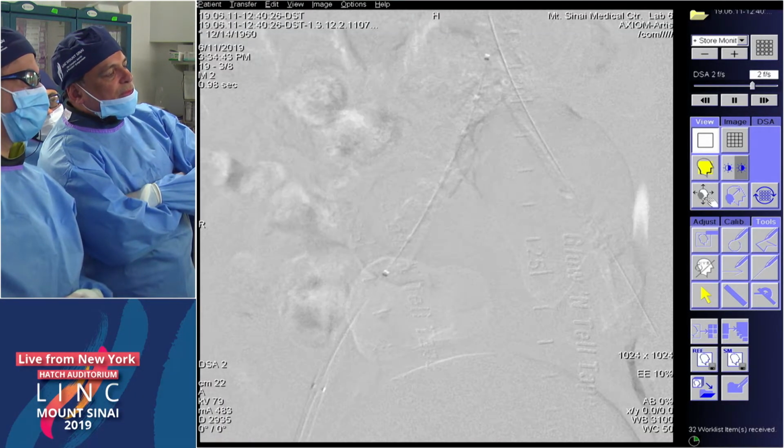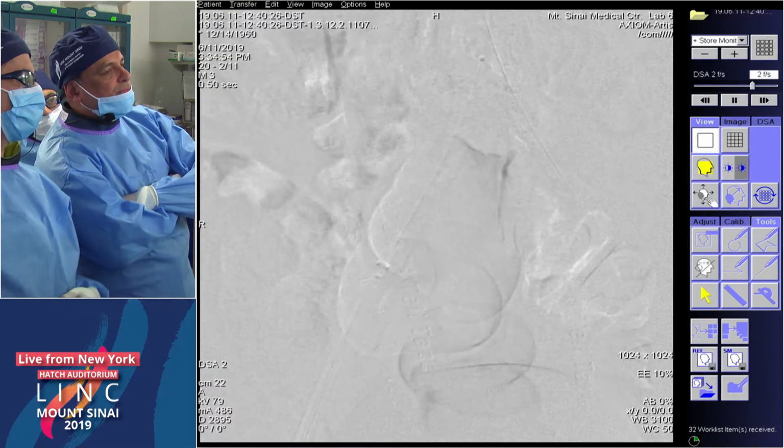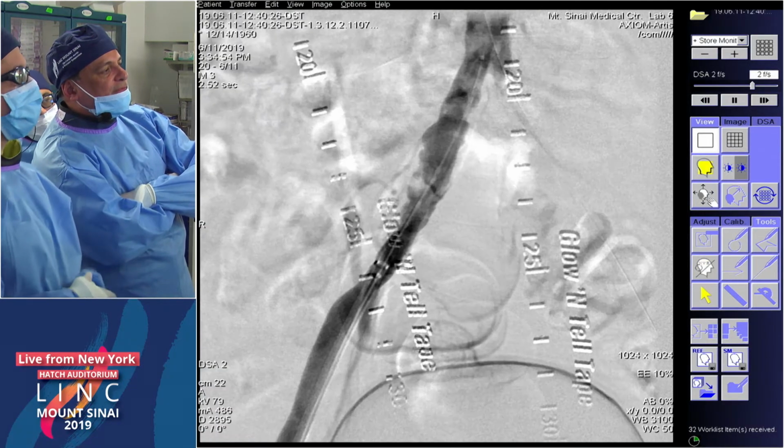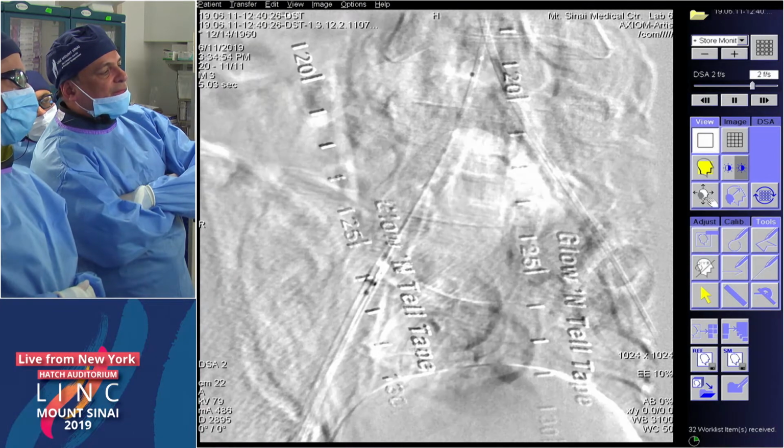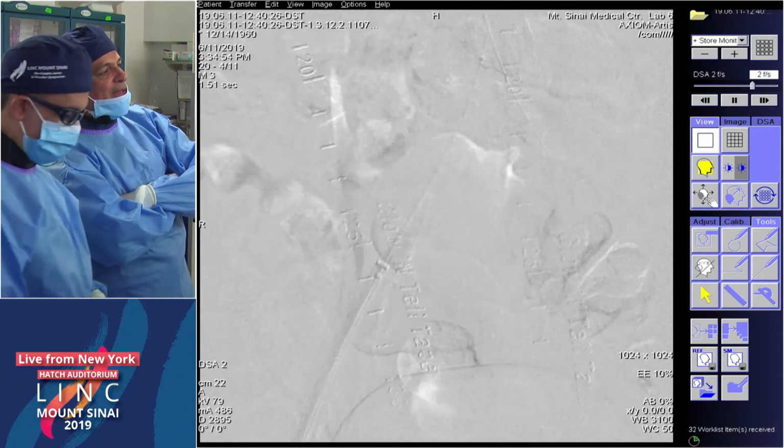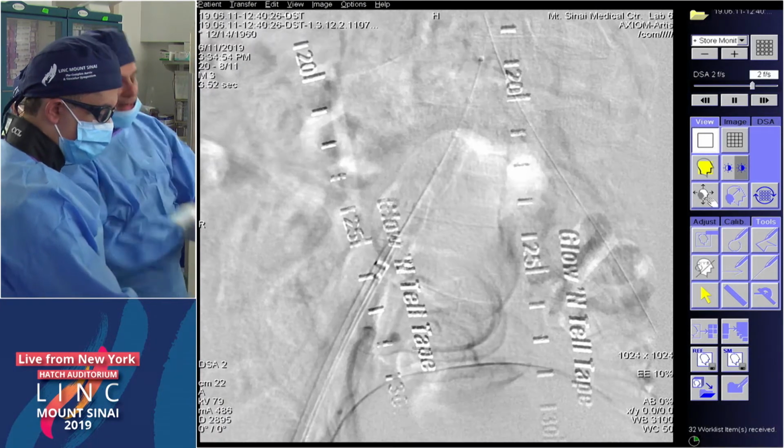Yeah, right there. This is the one. And this is the final. So you can see here the final result really shows that we've expanded the lesion well, both in the common and in the external junction.